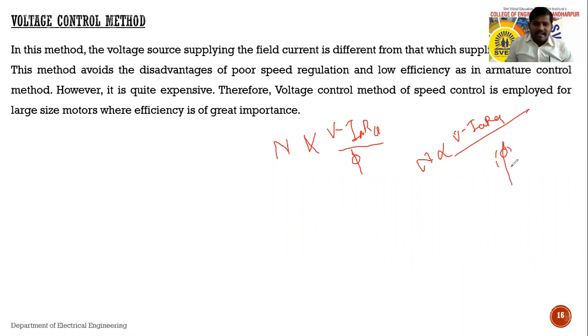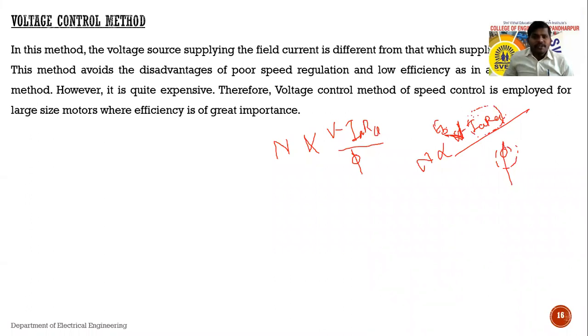We have discussed controlling the flux, and controlling the armature voltage. The armature voltage drop is controlled by inserting some resistance in series with the armature circuit. And the next one is by controlling, or changing, the supply voltage. By this we are able to control the speed of the DC shunt motor.